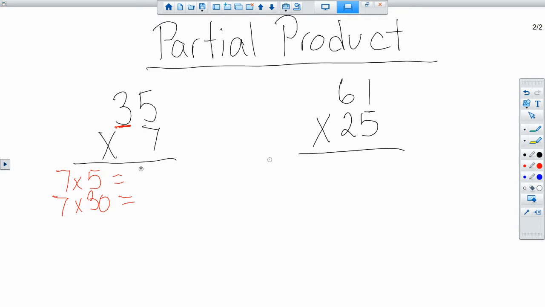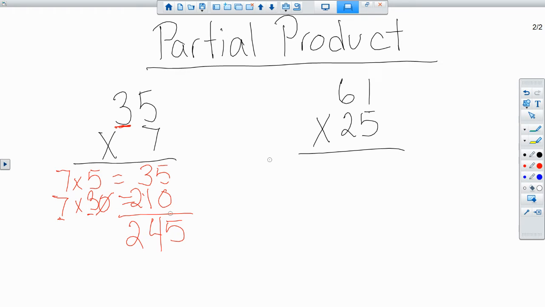7 times 5, we all know, is 35. 7 times 30, we're going to chop the 0 off. 7 times 3 is 21. Put the 0 back on, 210. I lined it up because now we have to add. 5 plus 0 is 5. 3 plus 1 is 4. And 0 plus 2 is 2. So 245 is our answer to 35 times 7.